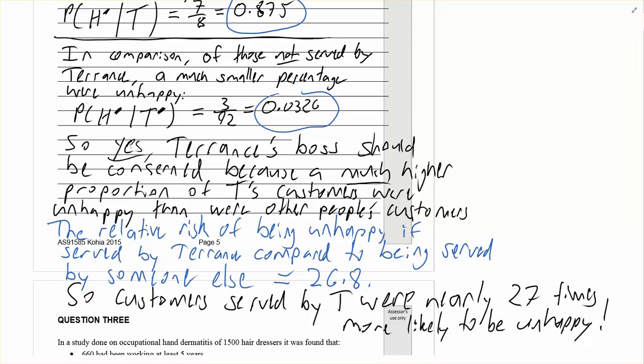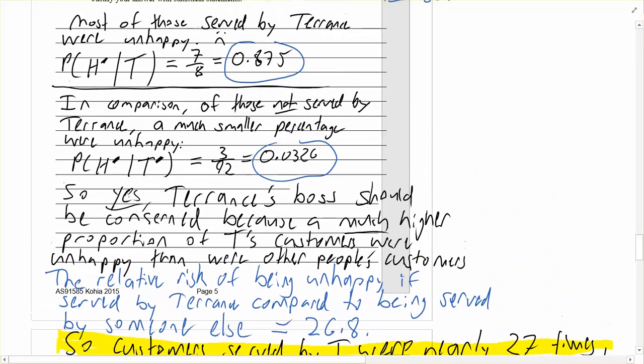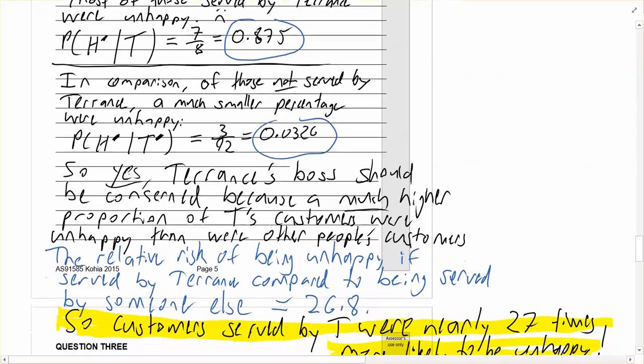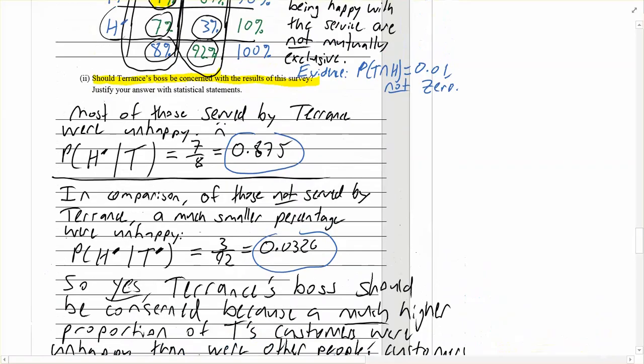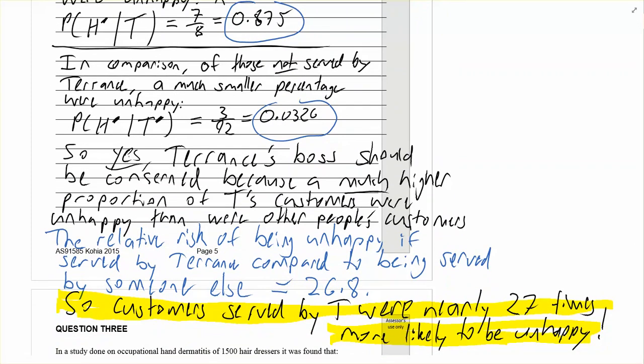Okay. So we've showed relational thinking here, haven't we? How have we showed relational thinking? Well, we've related the risk of being unhappy if you were served by Terence to the risk of being unhappy if you were served by someone else. And then we've used that to solve a problem, which is to identify whether Terence's boss should be concerned. So that's going to be a merit level, isn't it?